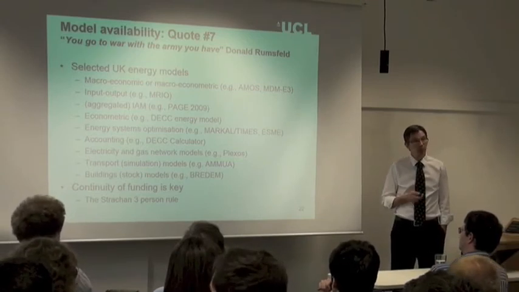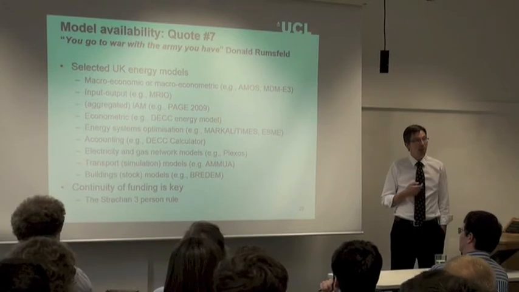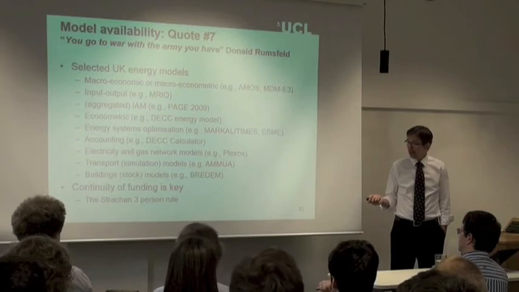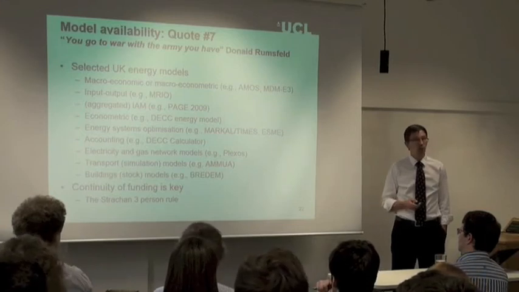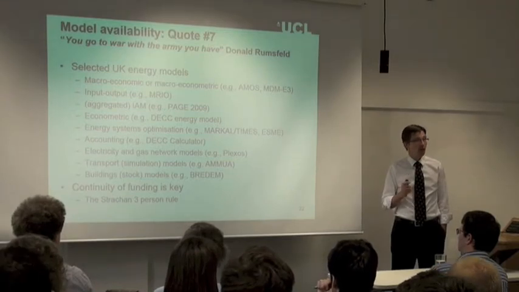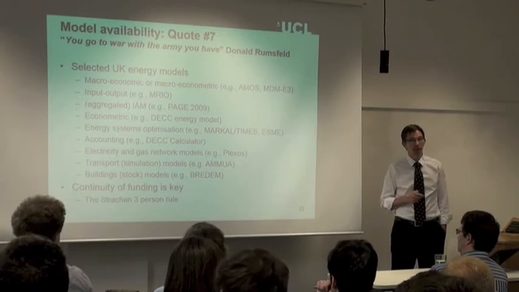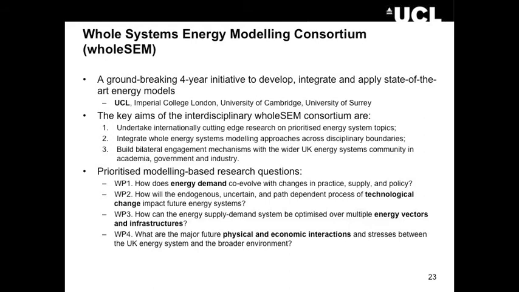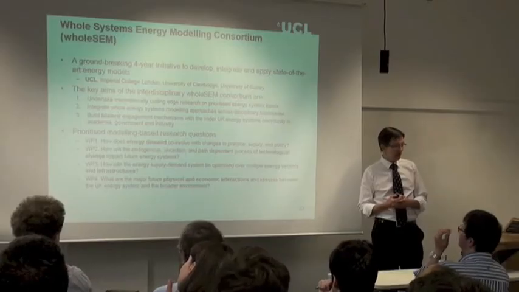But the real challenge is funding these things. Building them takes a long time, maintaining them takes a long time, no one wants to pay for it. And you actually have what I call the Strachan three-person rule in a model. You must have three people to run any model, because one guy's just arrived and one guy's new. And you need that continuity of staff and funding to actually go through this process. I said that we were doing better at getting more models into the UK system, and that's true.